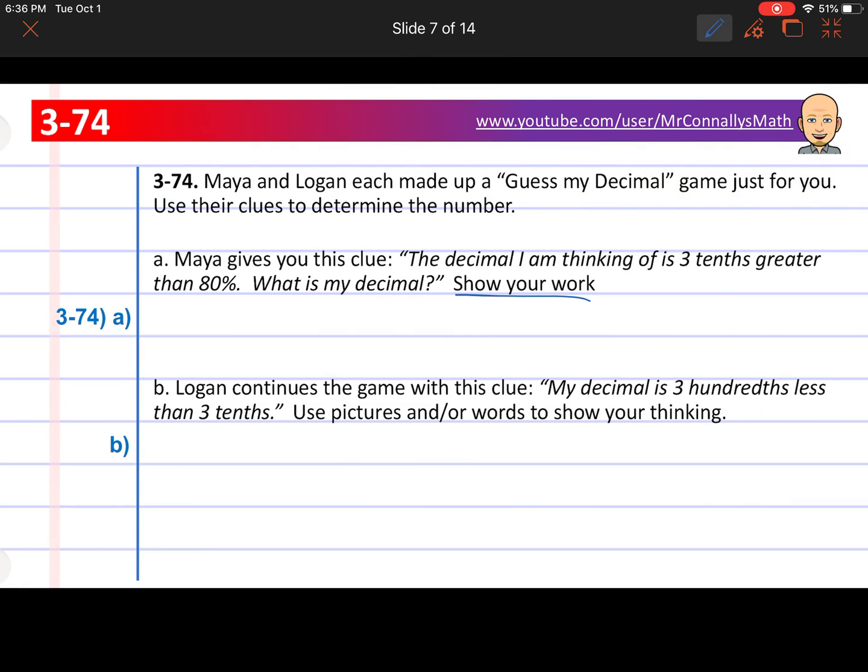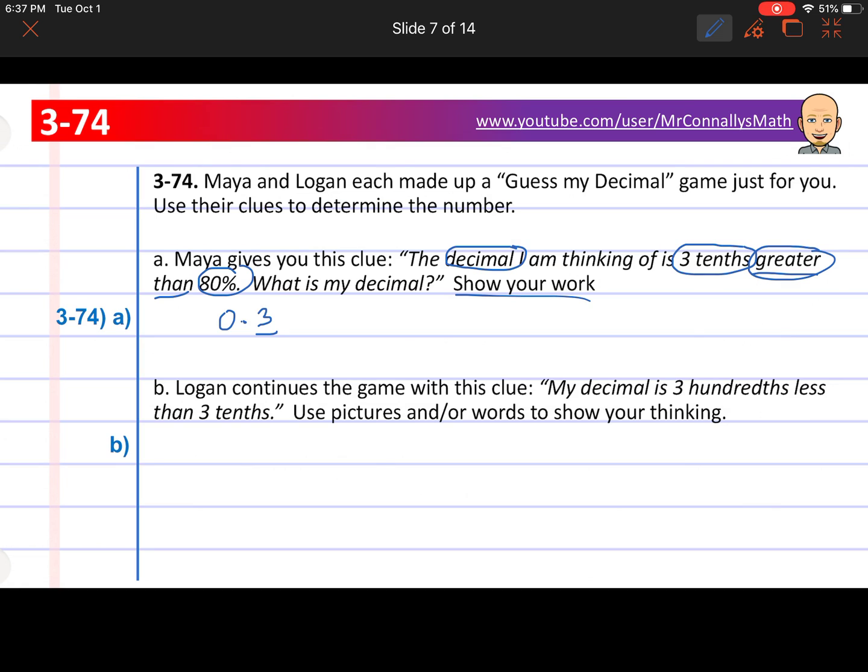All right, let's go back and circle the important information. We're looking at a decimal. I'm thinking of is 3/10 greater than 80%. Okay, when it says just greater than, it doesn't mean you put a greater than symbol. It just means that it's bigger than or more than. If it says is greater than, then you use an inequality symbol, which we'll talk about more later. Okay, so we're looking at a decimal answer. So we'll start with 3/10. So 3/10 we know is 0.3 because that's the tenths place.